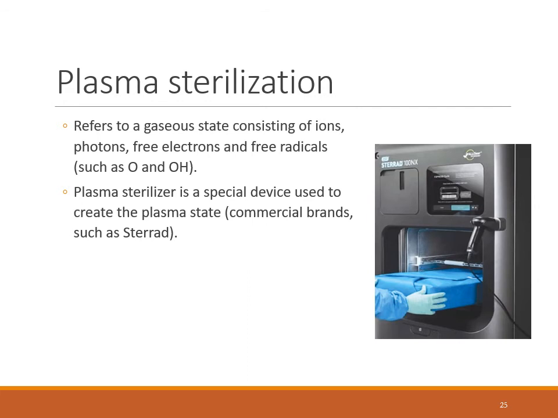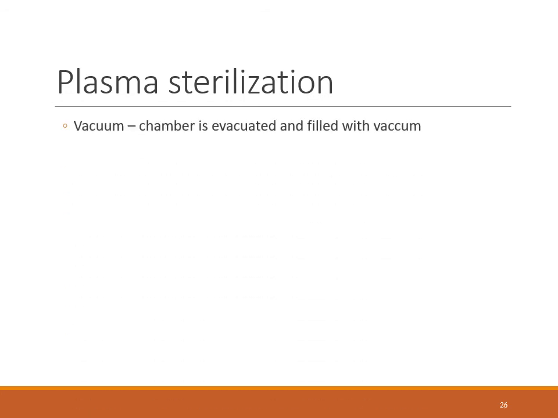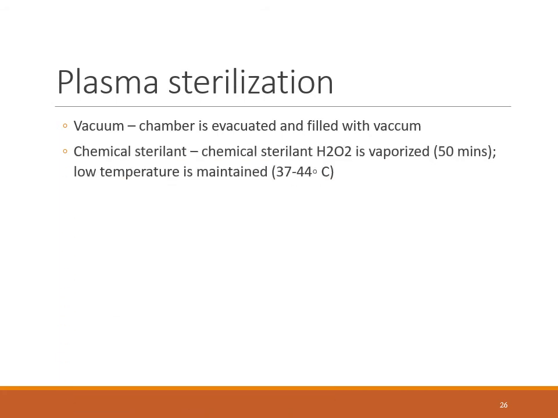Plasma sterilizer is a special device which is used to create the plasma state. Vacuum: first the chamber is evacuated to create a vacuum. Then second is chemical sterilant. Next step is injection of the chemical sterilant, the hydrogen peroxide solution from a cassette, which gets vaporized in the sterilization chamber to a concentration of 6 milligram per liter.